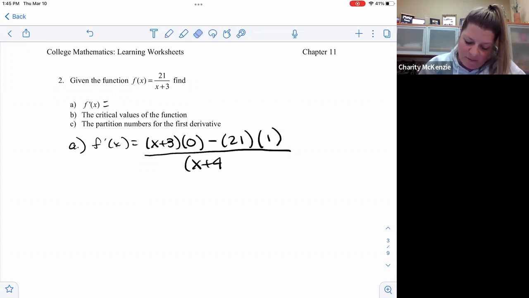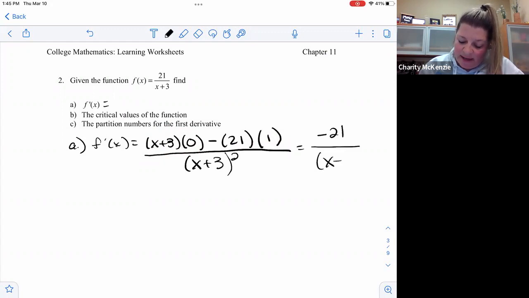Oops, why did I write a 4? Really wanted that number to be a 4, I guess. Squared, like this. So this is the derivative. Well, 0 times anything up here is 0, and then minus 21. So our final one will be negative 21 over x plus 3 squared. Now this is our derivative.